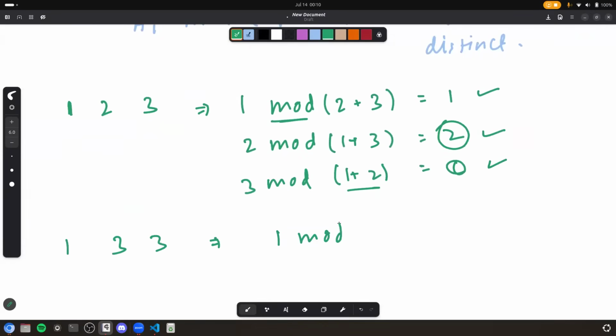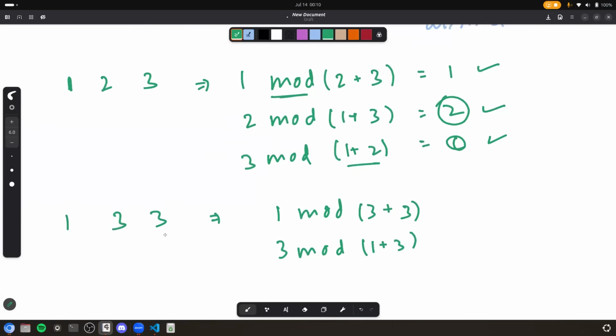And the next case is 1, 3, 3. 1 mod 3 plus 3 might be the answer, or 3 mod 1 plus 3, or again 3 mod 1 plus 3, which is the same. So this would give us 1 and this would give us 3 mod 4, which is 3. So again the answer would be 3.